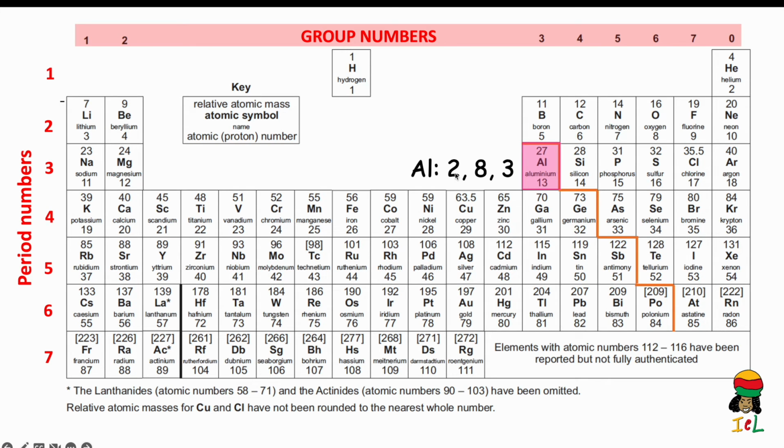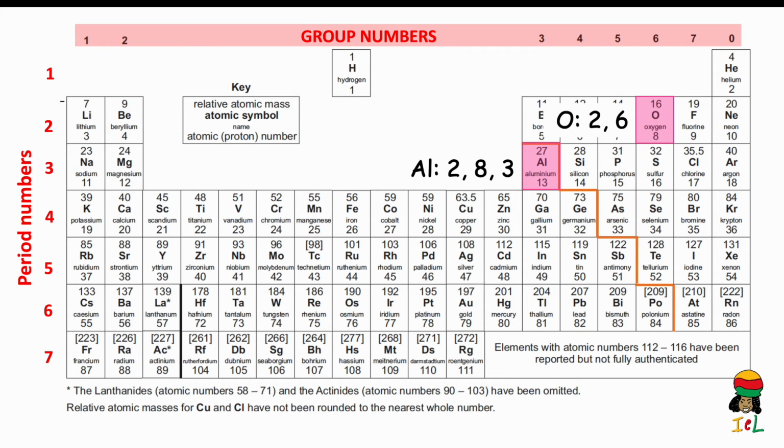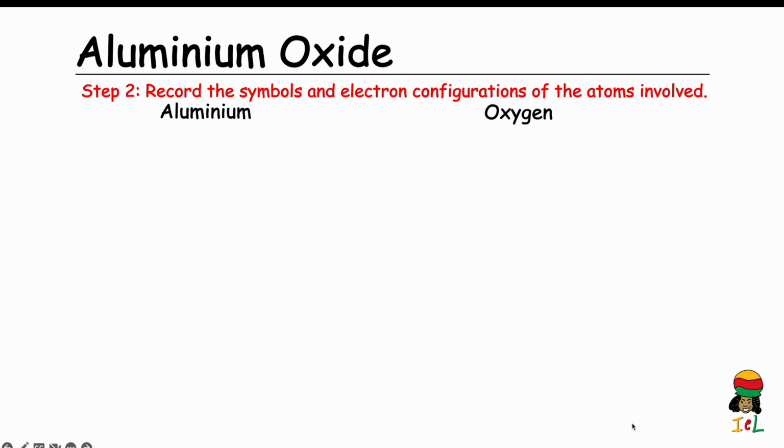2 maximum on the first shell, 8 is the maximum electrons on the second shell, and the third shell having 3 electrons because aluminium is in group 3. Oxygen, symbol O, is in period 2, therefore it has 2 shells. The second shell, being the last shell, will contain 6 electrons because oxygen is in group 6. And the first shell will hold its maximum of 2 electrons. Consequently, the electron configuration for oxygen is 2, 6. We complete step 2 by recording the symbols and electron configurations for aluminium and oxygen.